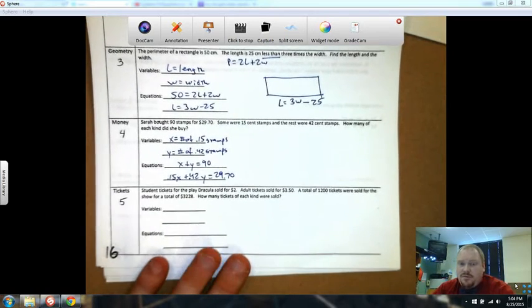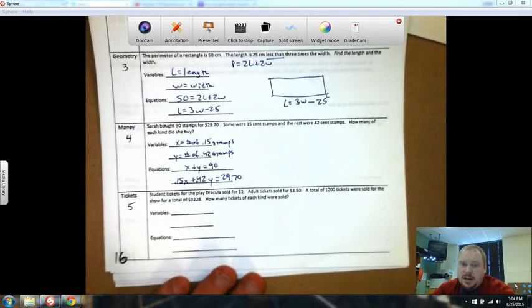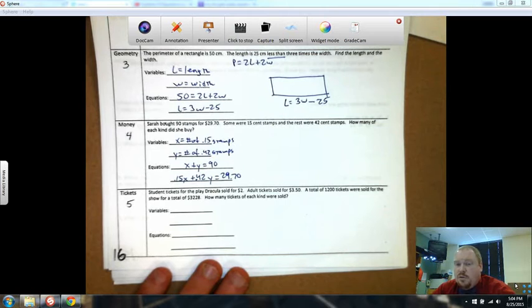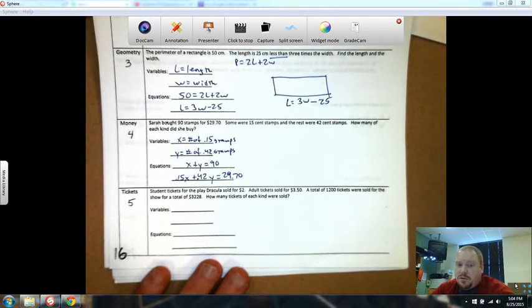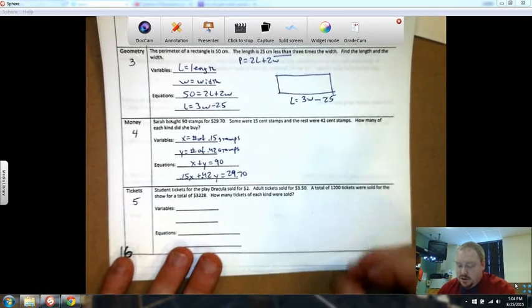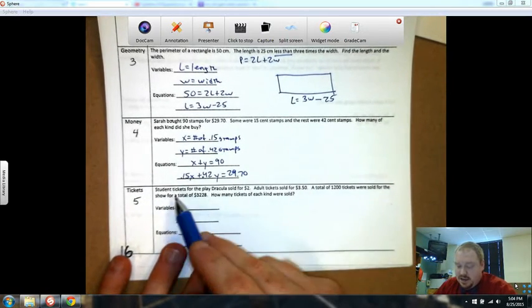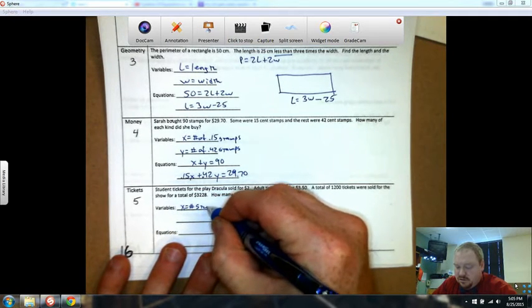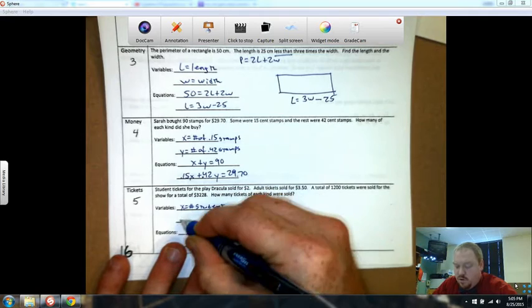Number 5, student tickets for the play Dracula sold for $2. Adult tickets sold for $3.50. A total of 1,200 tickets were sold for the show for a total of $3,228. How many tickets of each kind were sold? Okay, very similar type of equation. So, I'm going to say X equals the number of student tickets. Y equals the number of adult.